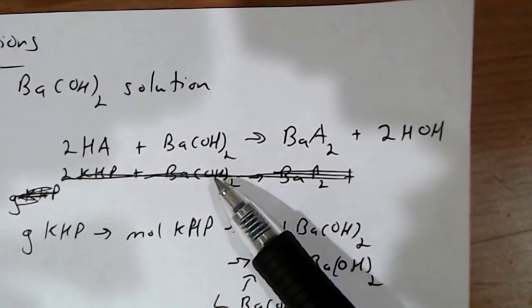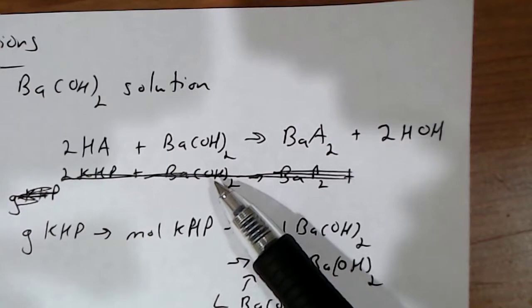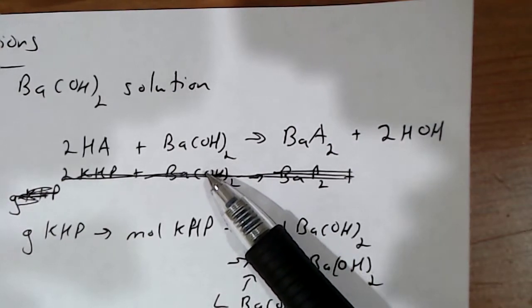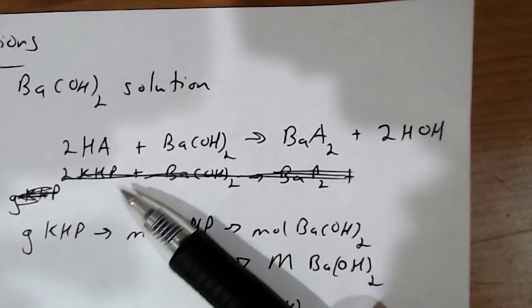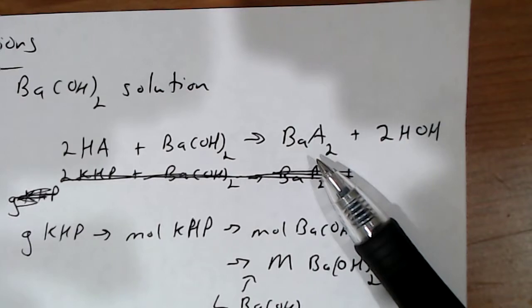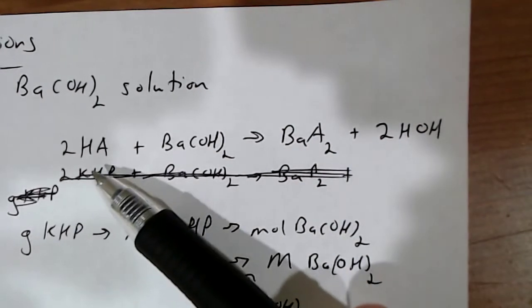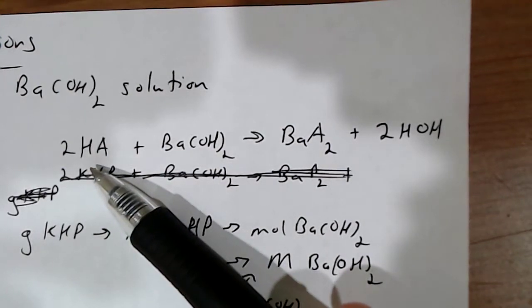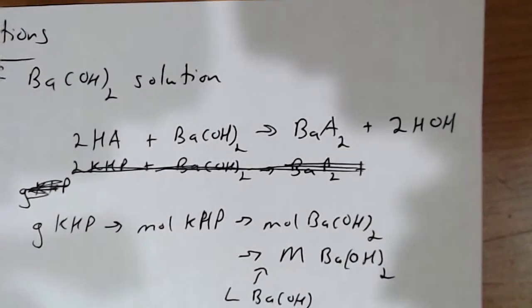How many HAs, how many monoprotic acids would you need to neutralize 3 OH minuses? It would be 3, right? So you won't even need to write out this balanced chemical equation on the problems or a quiz or test. Just know that for every OH minus, you need one H plus.